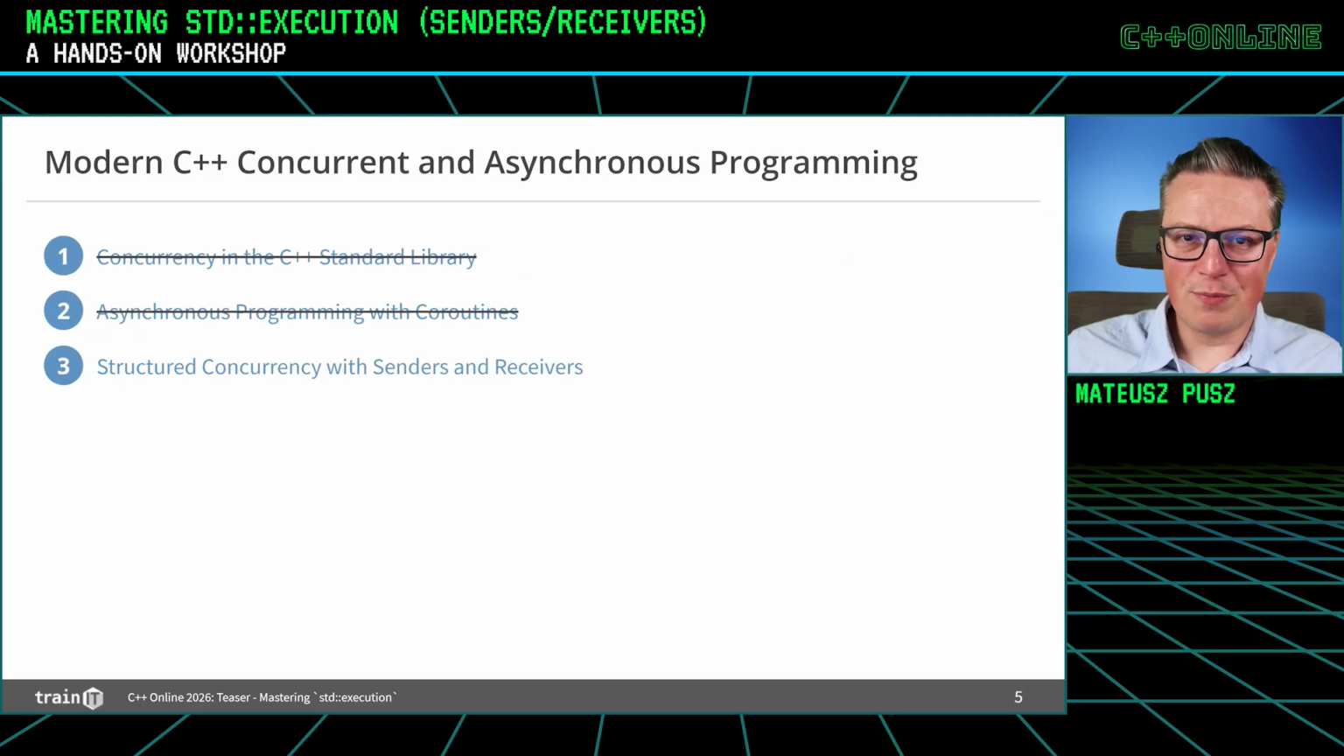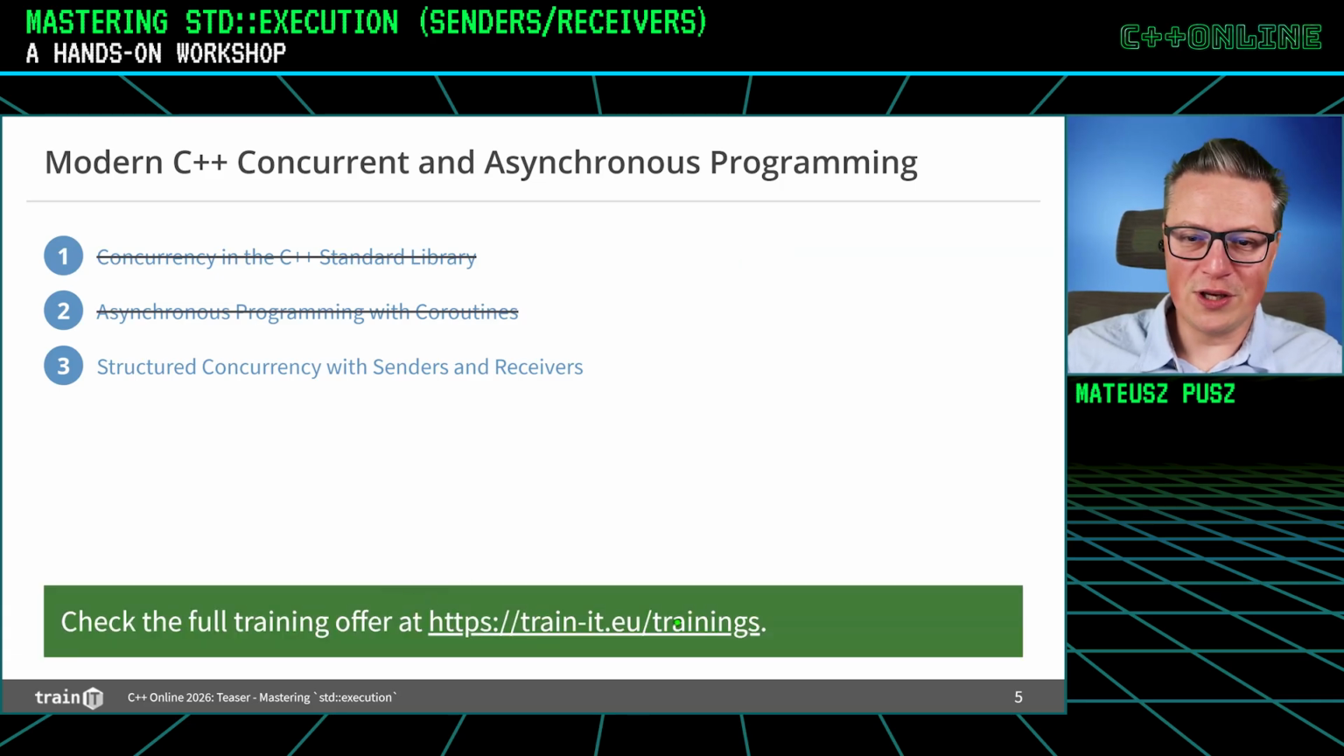After the training, I'm actually going to provide two workshops. One workshop is concurrency in the standard library. We had another teaser about it a few minutes ago, so you can find it online. And the other workshop will be about structured concurrency with senders and receivers, so basically std::execution. Those two are just a part of my modern C++ concurrent and asynchronous programming workshop that I provide for corporations in 4 days. You can check the full training offer here, but let's scope on what will be provided at the conference.